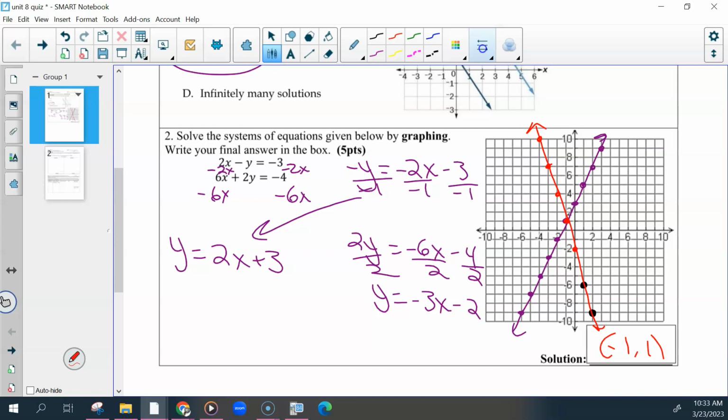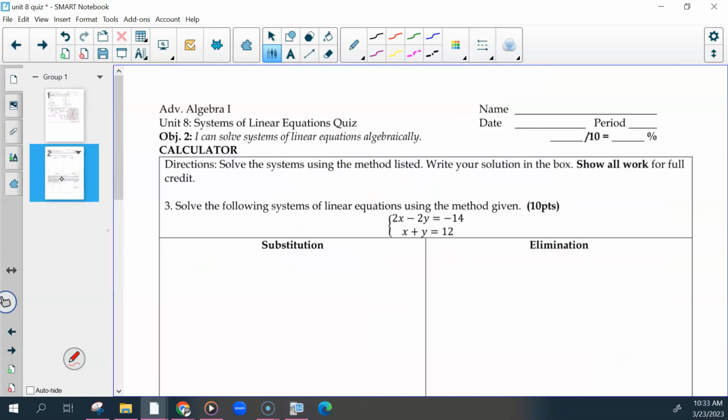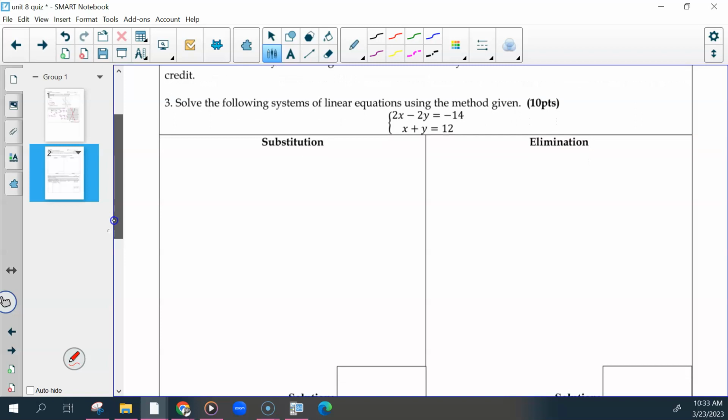What questions do we have on that? So 1, make sure you're reading the directions. Some of you didn't read the directions and it cost you points. On to the next page. So for number 3, you had to solve this 2 different ways. Substitution and elimination. How you did substitution or elimination could be different than what I'm about to do. Don't erase. You can write it down if you want to.